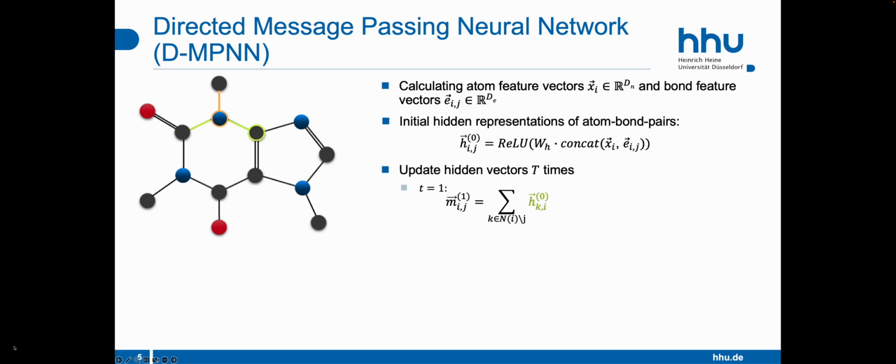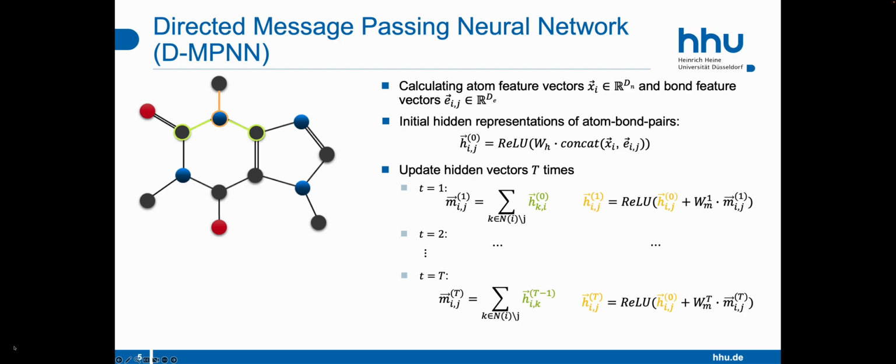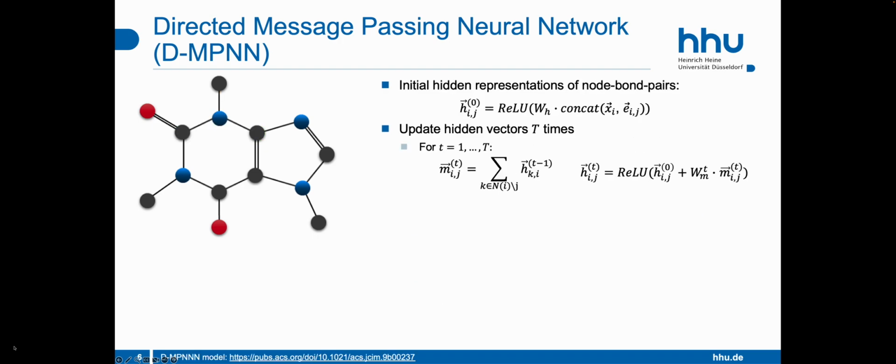For this update step, we first calculate a so-called message vector for the atom bond pair that we want to update. This message vector is simply the sum of those vectors representing the green atom bond pairs. We then use this message vector to update the representation of our orange atom bond pair. We do this by using the initial representation of the atom bond pair and the message vector that we have just calculated. All atom bond pairs in the molecule are updated in the same way simultaneously, and we repeat this process for a predefined number of T update steps. Summarized, this is what we have so far.